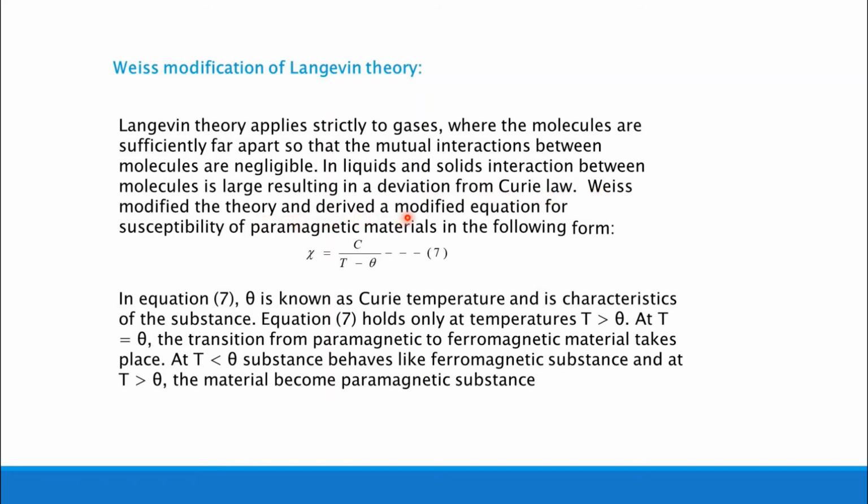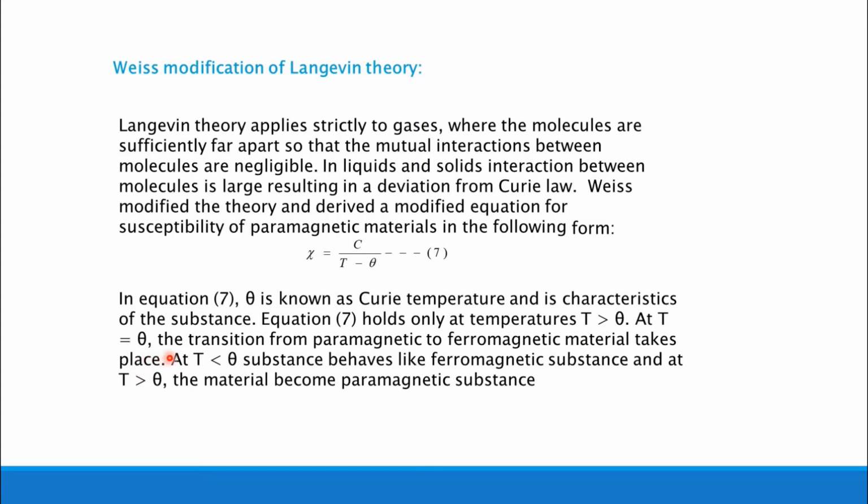Weiss modified the theory and derived a modified equation for susceptibility of paramagnetic materials in the following form: chi is equal to C divided by T minus theta, equation number 7. In equation 7, theta is known as Curie temperature and is a characteristic of the substance. Equation 7 holds only at temperature T greater than theta, because only if T is greater than theta is the denominator positive, and chi is going to be positive.